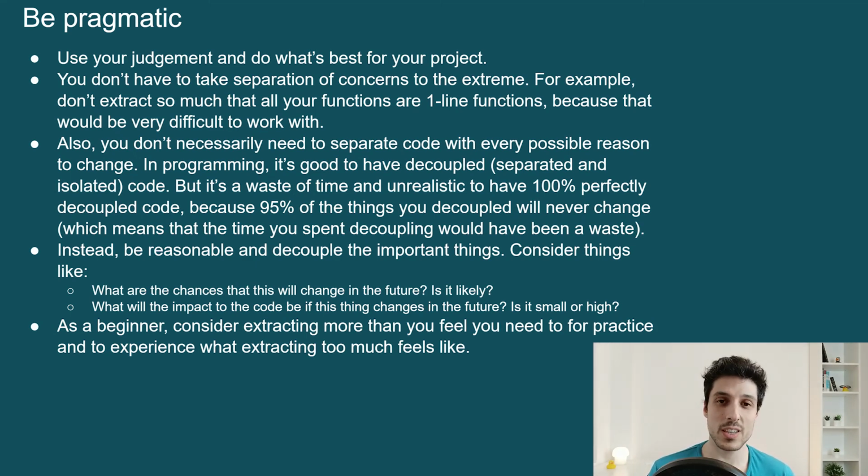So what should you do instead? Instead, be pragmatic and use your judgment about what are the important things to extract. What are the important things that are likely to change and that if I extract will make the code better and easier to work with. So that should be your goal, right? Your goal should be to write good code. These principles are guidelines. Don't apply them so hard that they destroy your code, okay?